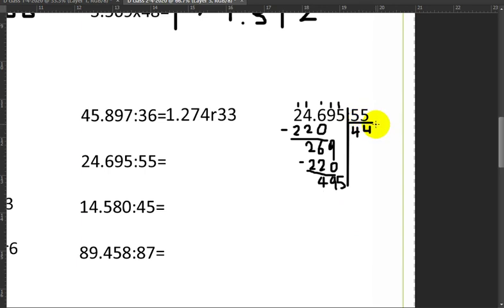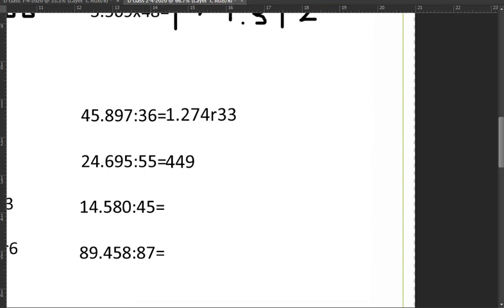Instead of 8, let's try 9. 9 times 55 would give me exactly 495. Which, by subtracting, gives 0. So here my result is 449 with no remainders. This goes away.